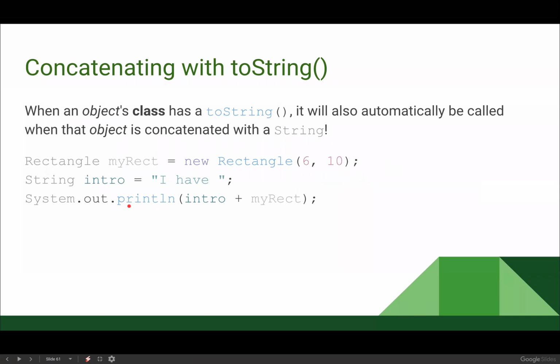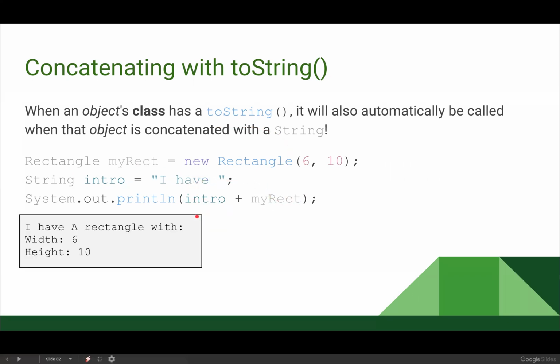And when we have a toString, it will also automatically be called when that object is concatenated with a string. So if I make that same rectangle and I make an intro, say equaling "I have", and I print intro plus my rect, it's going to concatenate whatever string comes out of the toString from my rect. It's going to add it to my "I have", so it will make "I have", and then the rest of it is going to be what came out of the toString, a rectangle width 6, height 10.